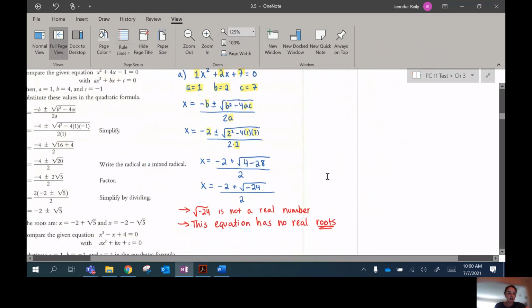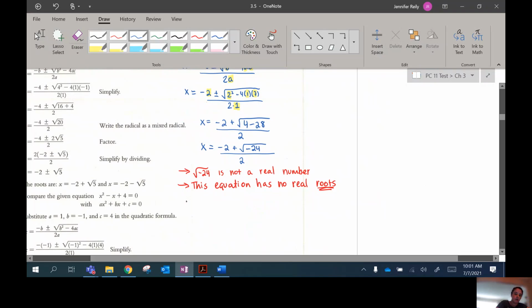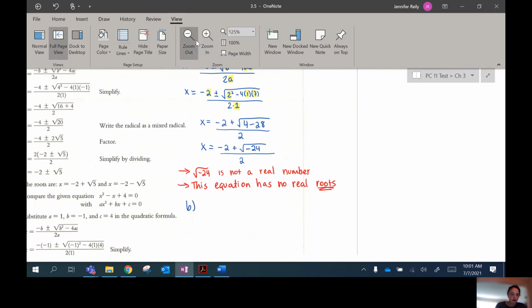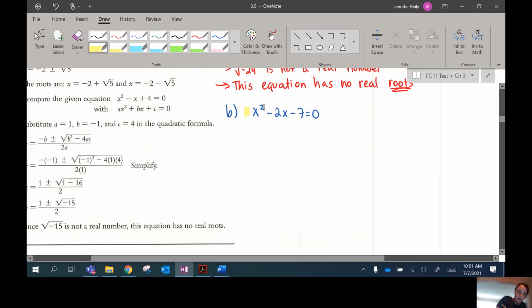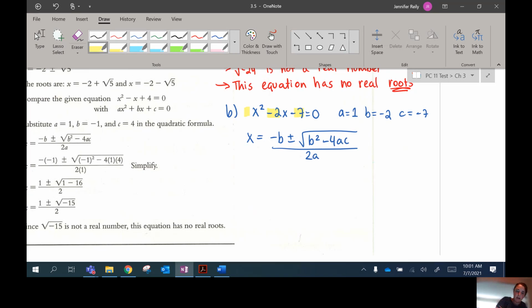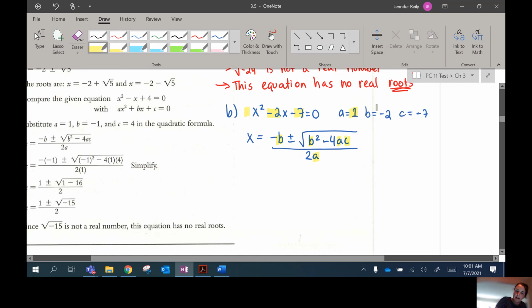Let's try B, because B will have an answer. I'll have 2 answers, actually. So I'm going to write it down here, and I'm just going to copy it from my book. So it's x squared minus 2x minus 7 equals 0. And so remember, the coefficients are your a, b, and c. So in this case, a equals 1, b equals -2, and c equals -7. It's -b plus or minus square root of b squared minus 4ac all over 2a. So I'm going to plug my b, my a, and my c into those spots in the equation.